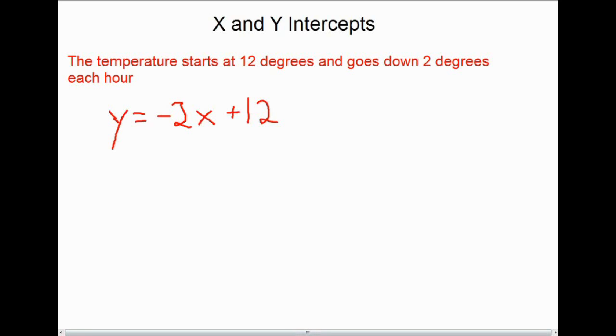And so at this point, looking at that equation, we should know a couple of things. The y-intercept is +12, and the slope is -2, or -2 over 1. And what this means for this example is for every 1 hour, the temperature goes down by 2 degrees. So our run is 1, our hour goes up by 1, and our temperature, which is our rise, goes down by 2 degrees.